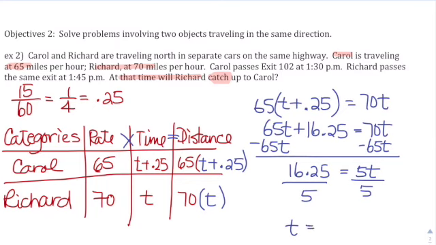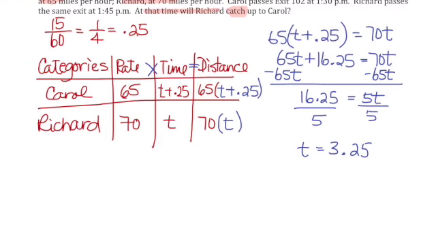t is equal to 3.25. That means Richard can catch up to Carol in 3 hours and 15 minutes, because that's a quarter of the hour. And just so you know, that means Carol traveled 3.25 plus 0.25, which is 3.5 hours. Now 3.5 hours is not the same thing as 3 hours and 50 minutes. It's 3 hours and 30 minutes. So I want you guys to think about that. And if you still have questions, talk to me tomorrow.